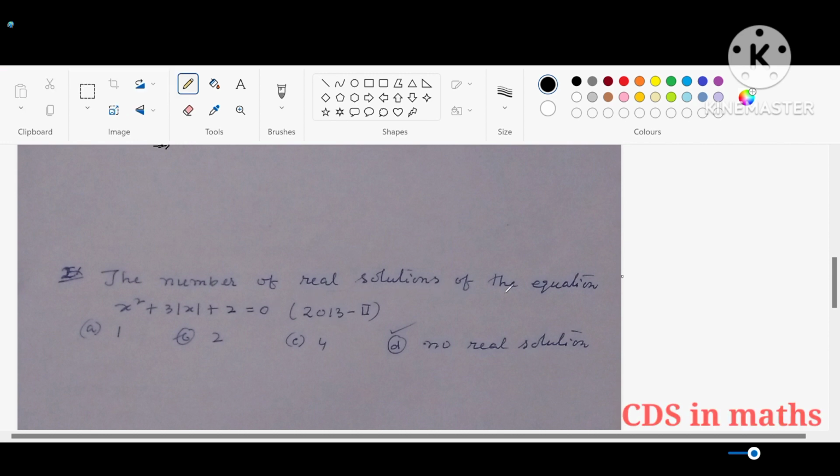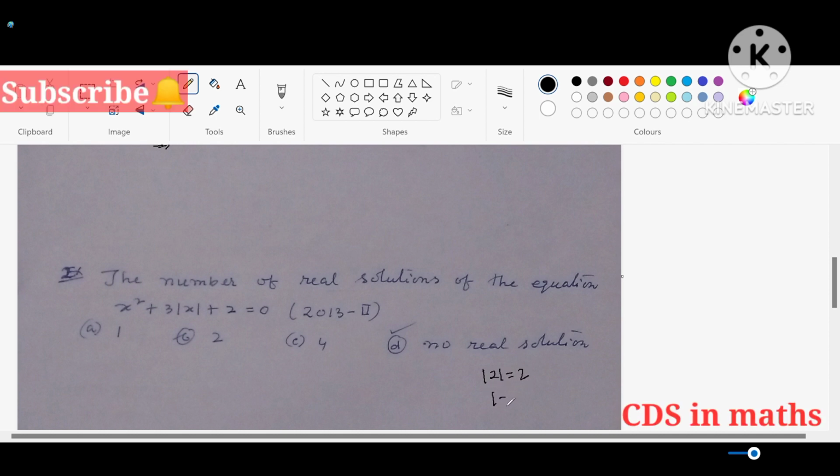This question was set in NDA 2, 2013. The number of real solutions of the equation is. This is also a quadratic equation. Here also mod is involved. You can do it like the previous question, considering case 1 and case 2. But if you think a little smartly, then within a fraction of a second you can solve it.